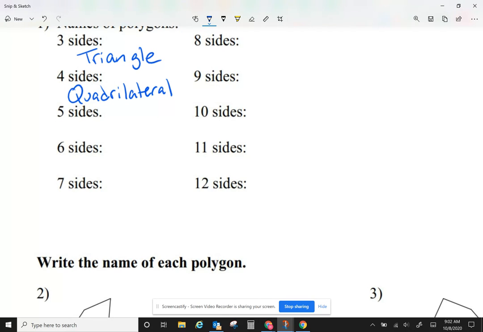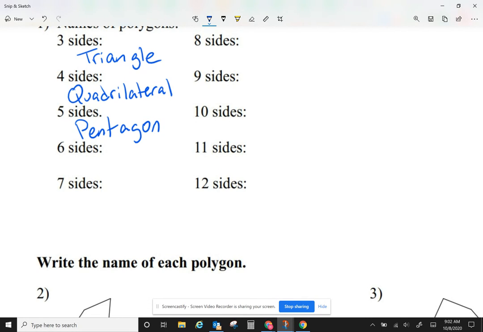Quad is basically four. You guys have seen the motorcycles that have four tires. They're called quads because they have four. And lateral means sides, so quadrilateral means four sides. Now, for five sides, there's even a building in Washington, D.C. that has five sides, called the Pentagon. In there, they control the army, but they call it Pentagon because it's a building with five sides.